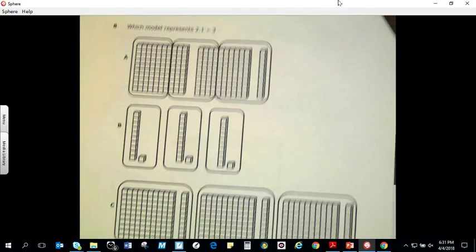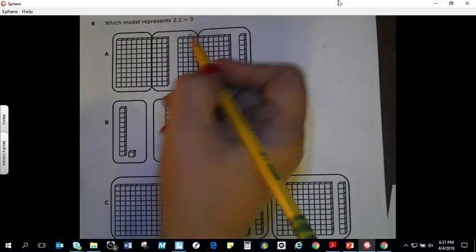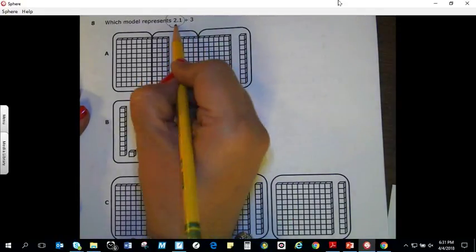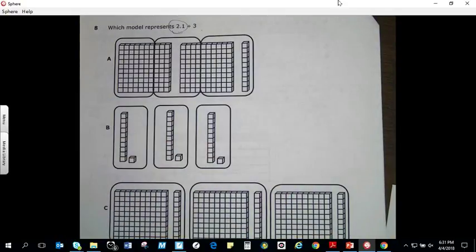Here's more pictorial models. Model represents. You're going to see this again on STAR. This is one of the old STAR questions that we had, and I'm looking at them. We're starting off, this is the total amount, and you're dividing those into 3 groups. So which one represents a total amount of 2 wholes and 1/10?